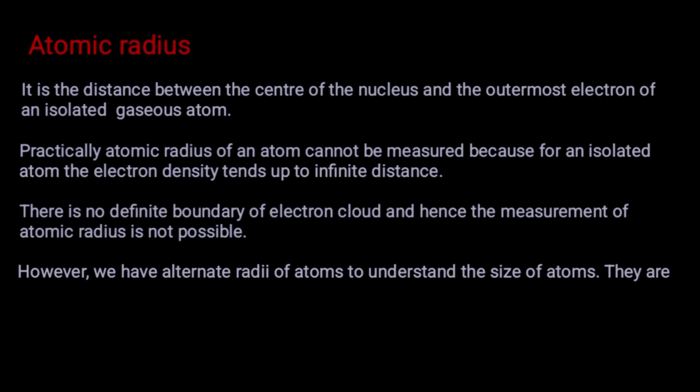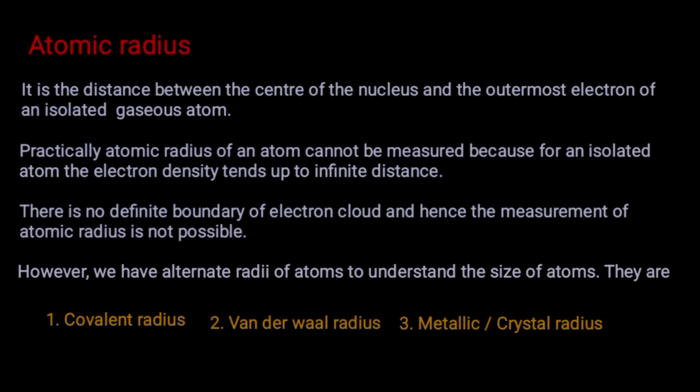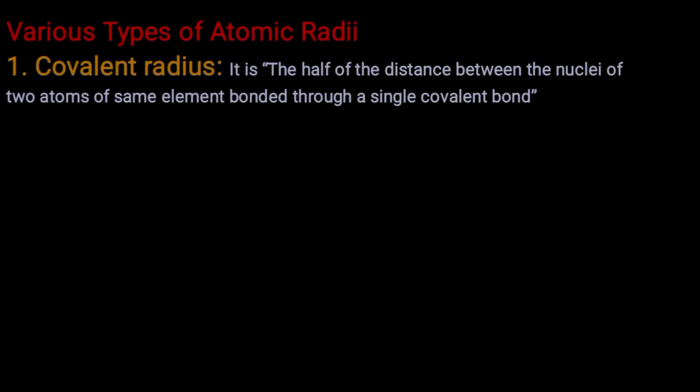But we have some alternate atomic radii to understand the size of atoms. They are covalent radius, van der Waals radius, and metallic radius. These are the various types of atomic radius you see. The first one, which I have discussed, is covalent radius.